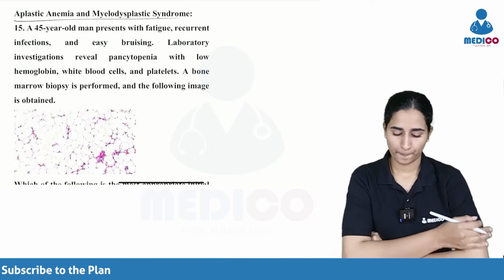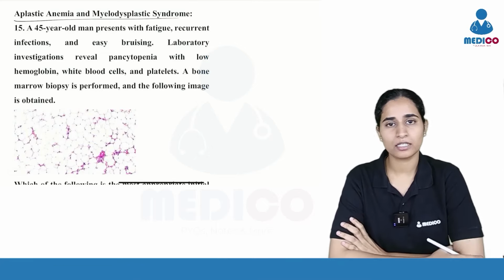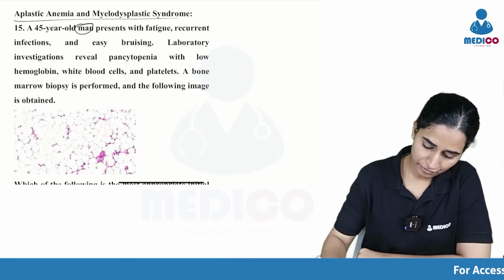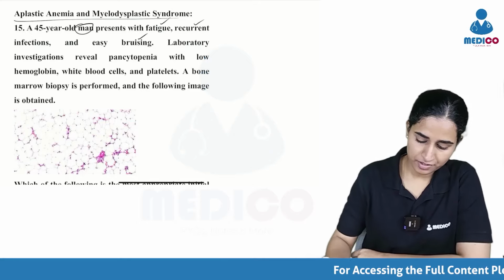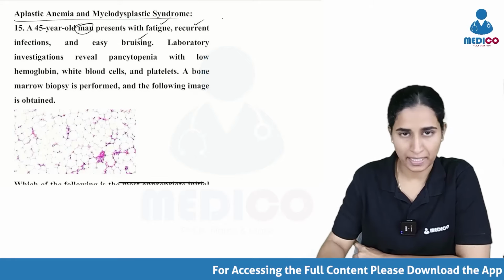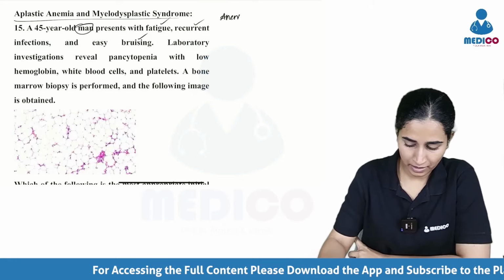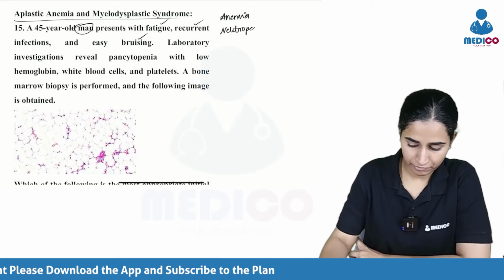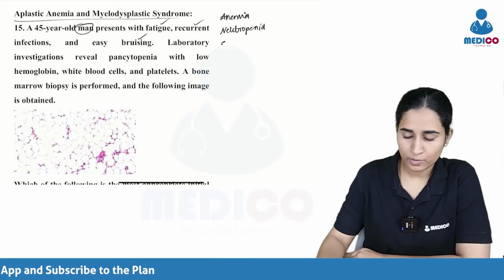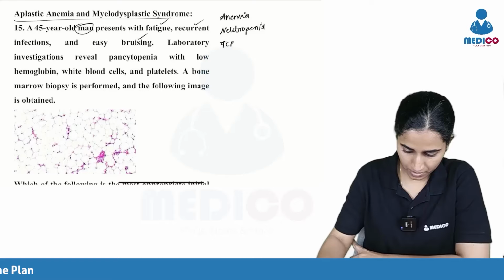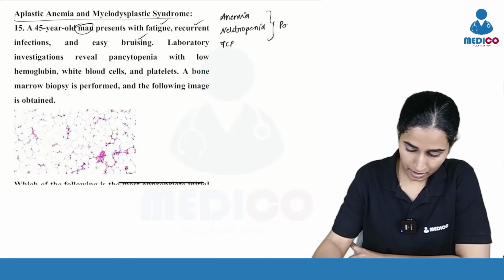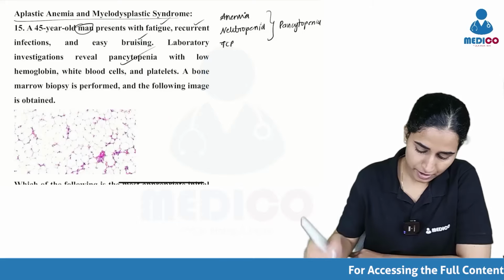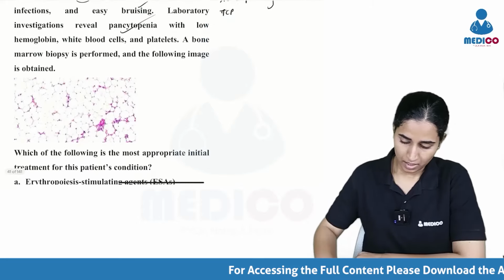Next question. A 45-year-old male. He's having fatigue, recurrent infections and bruising. Did you observe he's having pancytopenia? Because of anemia, he's having fatigue. Because of neutropenia, he's having recurrent infections. And easy bruising is because of thrombocytopenia. So basically, elderly male with pancytopenia. The laboratory investigation is also revealing the same.